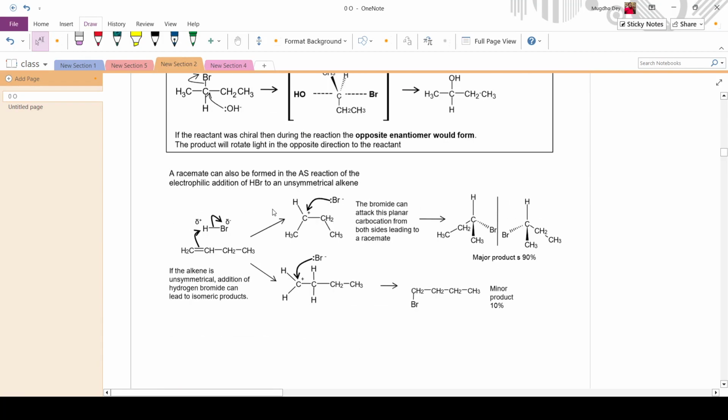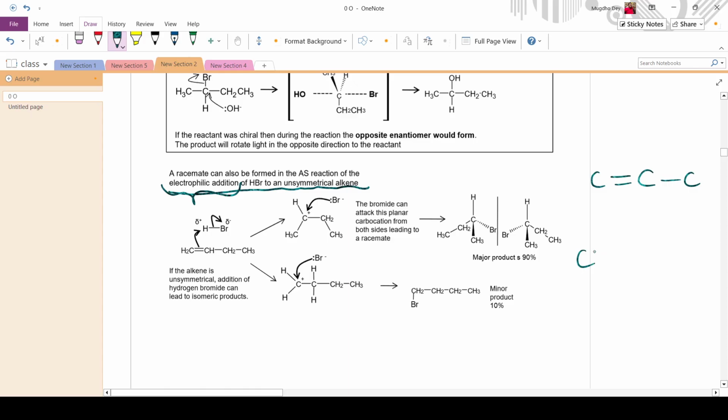A racemic mixture can also be formed in the AS reaction of the electrophilic addition of HBr to an unsymmetrical alkene. I think you have learned this in AS chemistry, isn't it? Electrophilic addition. Do I have to show it again? What happens in the electrophilic addition? The alkene bond breaks down, isn't it? Now, if the alkene is unsymmetrical, we all know what unsymmetrical means, right? For example, propene is unsymmetrical, isn't it?